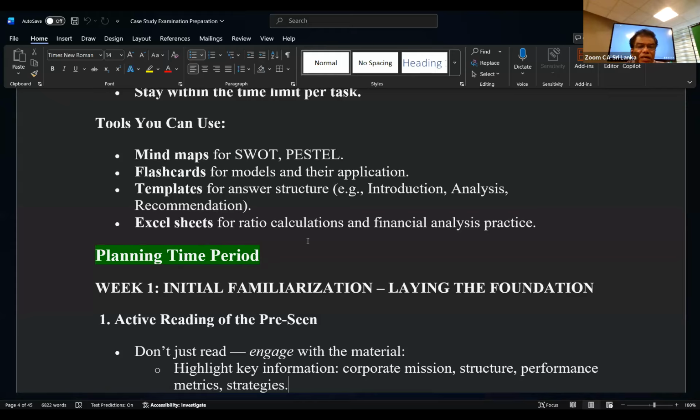And templates for answer structure: introduction, analysis, recommendations, and an Excel sheet for ratio calculation. Whatever calculation you do, whatever pre-seen is given, you may still need to calculate from the data given, to calculate the cost of capital and various things. You can do ratio analysis, because the performance indicators are already there in the balance sheet, P&L, bank and key performance indicators. Various things will be there, so you have to summarize them accordingly. When you want, you can use those things.